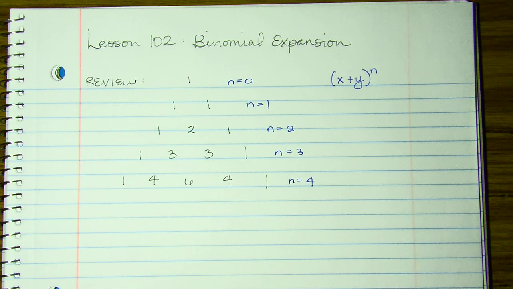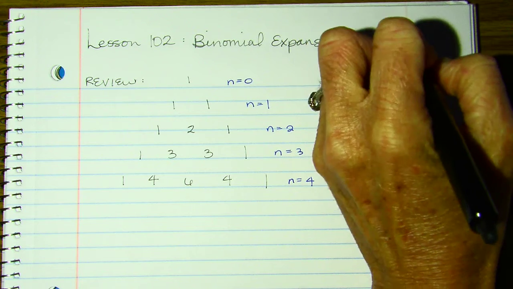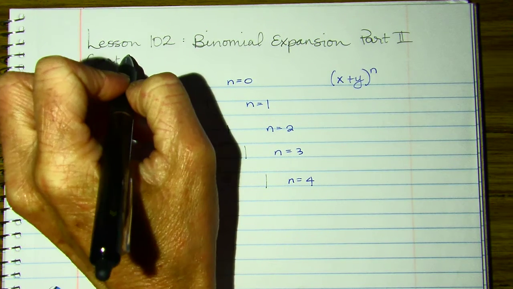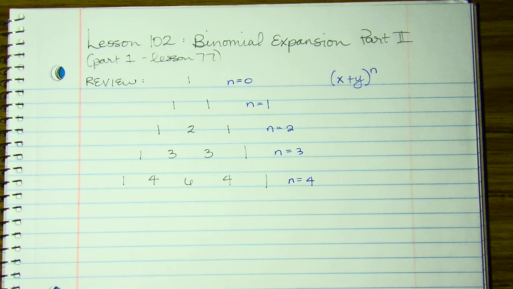Good morning, Trig. We are going to be covering lesson 102. It's an extension of binomial expansion. So this is actually part 2. Part 1 was lesson 77. So here's a review of Pascal's triangle.